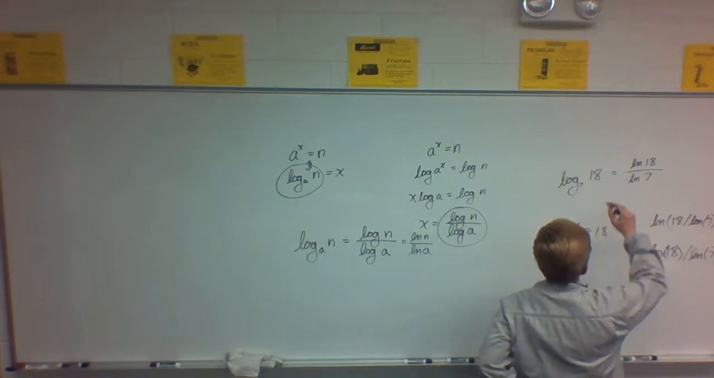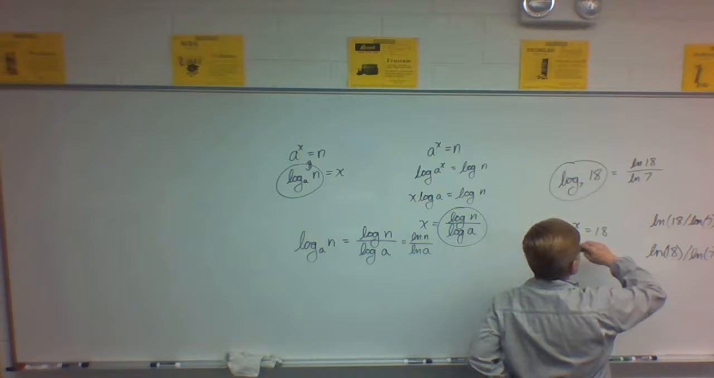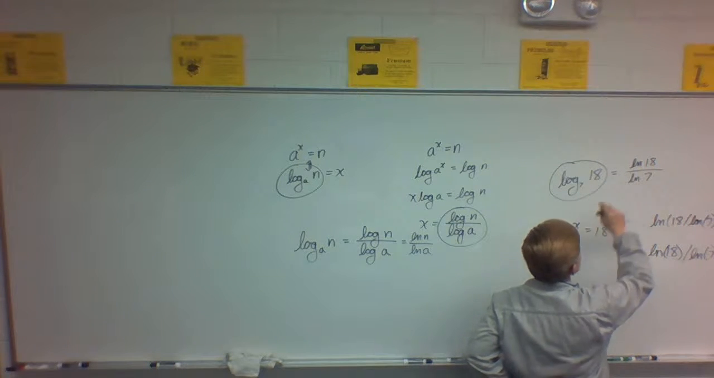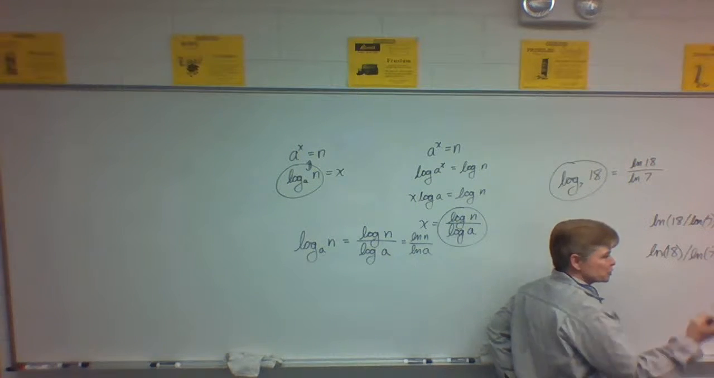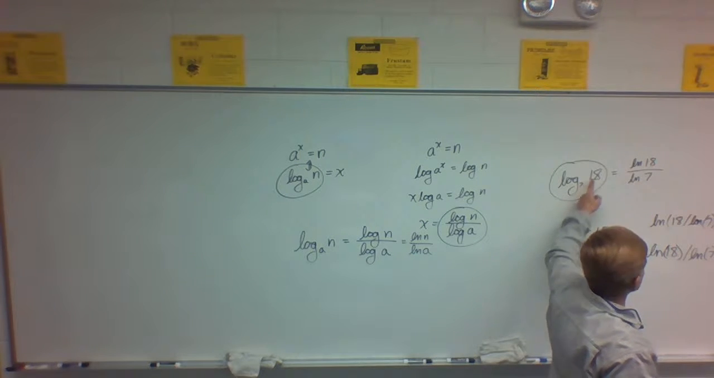Okay, so that's a way to evaluate something that's strange and obscure, and even if you change it to an exponent, you can't tell what it is. This is called the change of base formula, and you can use either one of your log keys to evaluate a base of any kind.